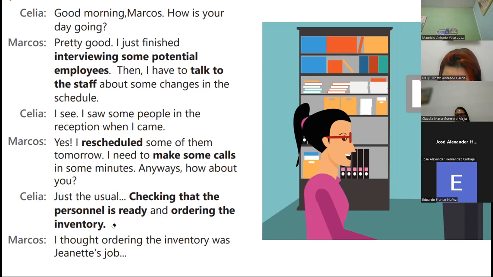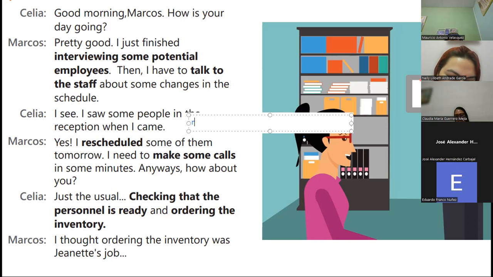Bien, vamos a ver, ahí estamos bien, esas son las mayores dificultades que escuché. Bien, dígame. En Marcos, yes, hay rescheduler. Este, rescheduled. Rescheduled. Rescheduled. Es como que lo dijéramos así. Vamos a ver si. Como que yo dijera así.